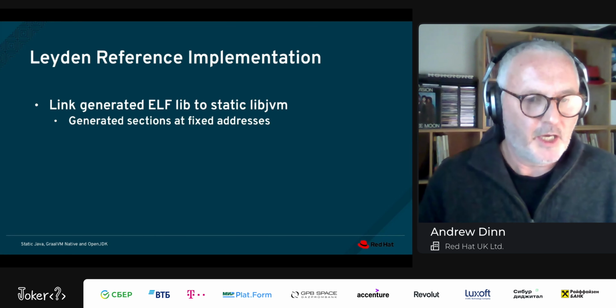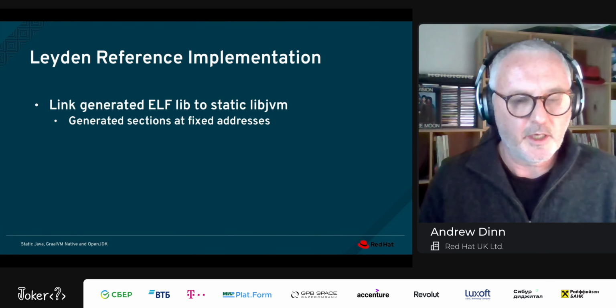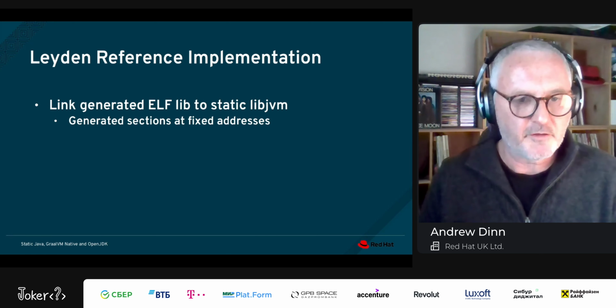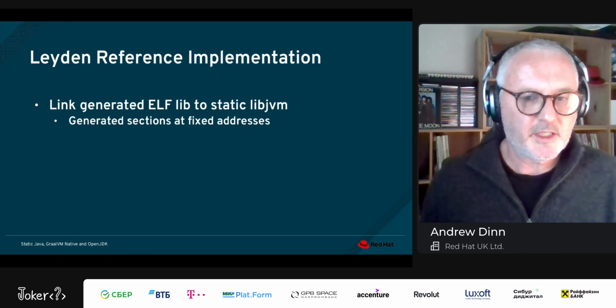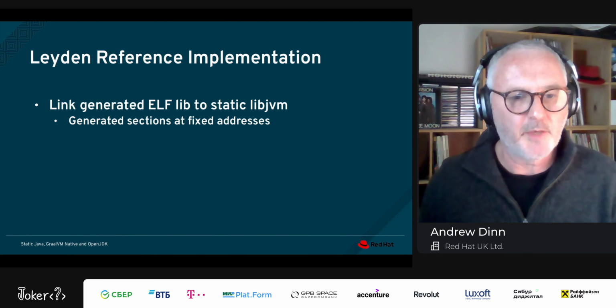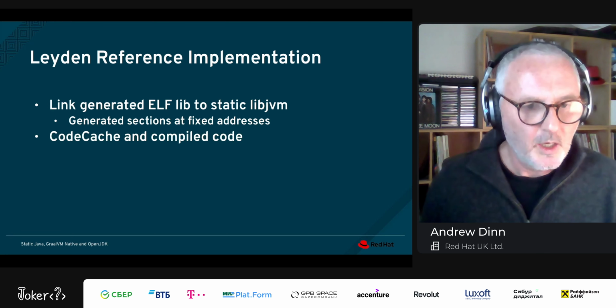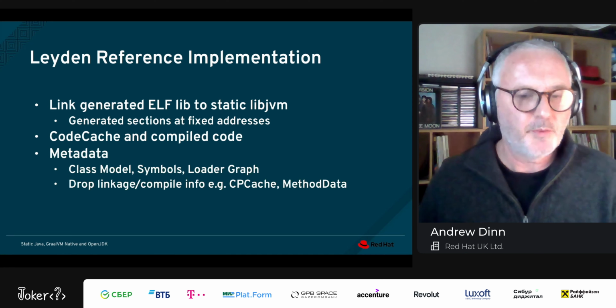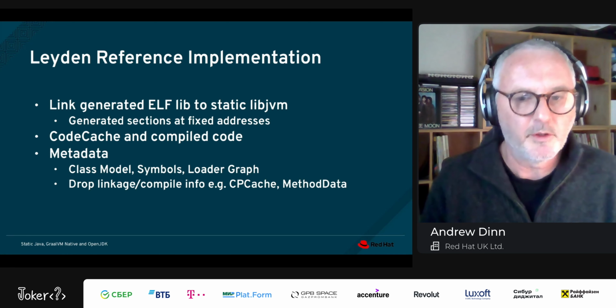And so we would have a generated ELF library that would contain all these three generated sections I mentioned, all of which would map to fixed addresses in the final image, linked to a static version of the JVM, and we'd have as much build time linking as possible. So the sections we generate are the code cache containing all the compiled code. That should look pretty much like it does at runtime.